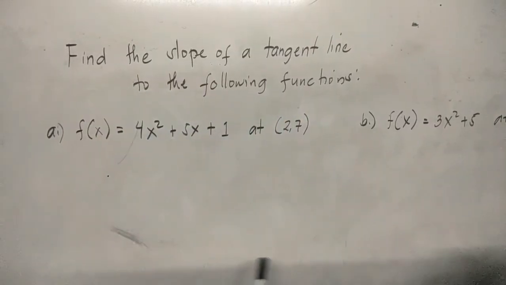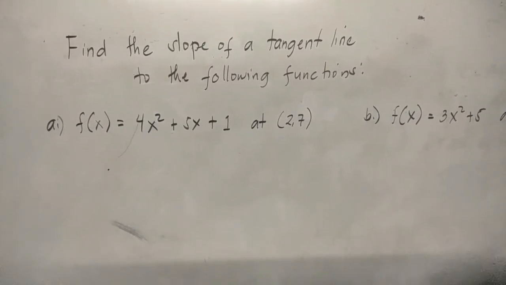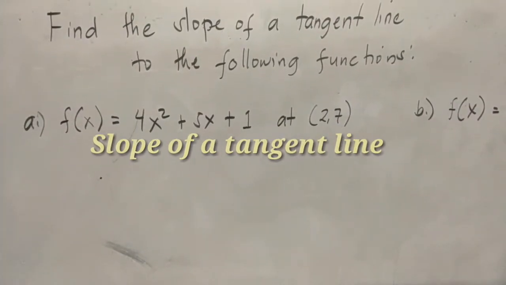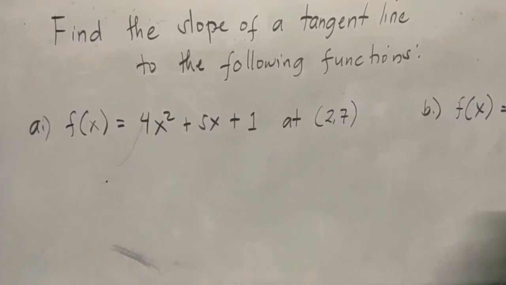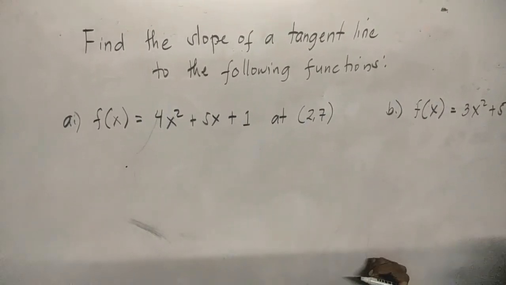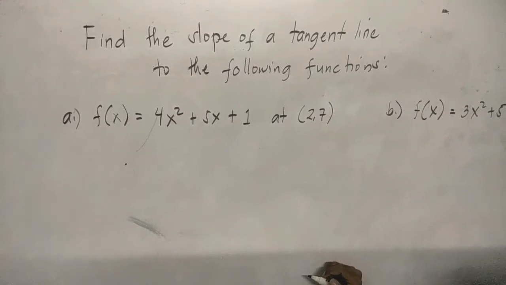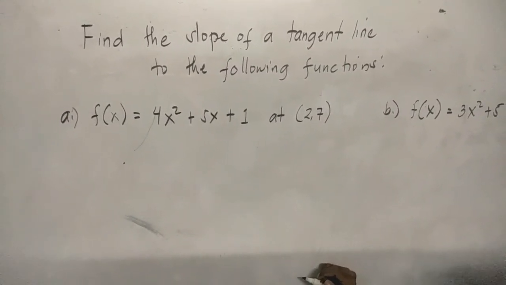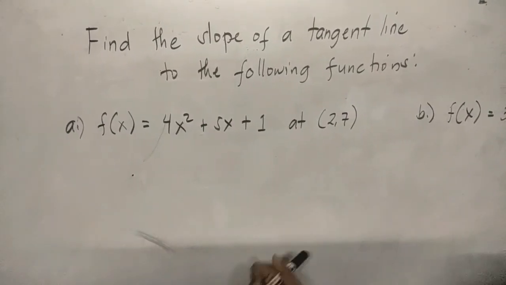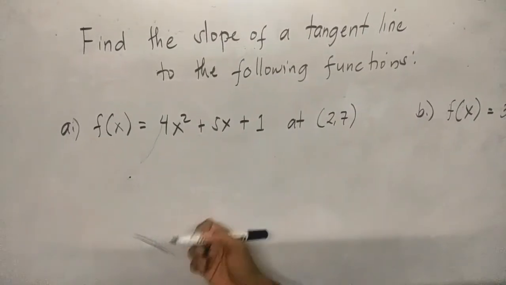Hello guys, Mr. Lee. So for today's video, we're going to learn how to find the slope of a tangent line in a certain function using the limit formula, or using the limit process. Okay, so we have here an example. Letter A, f of x is equal to 4x squared plus 5x plus 1 at point (2, 7). Okay, so we're going to use the limit in order to find the slope of the tangent line.